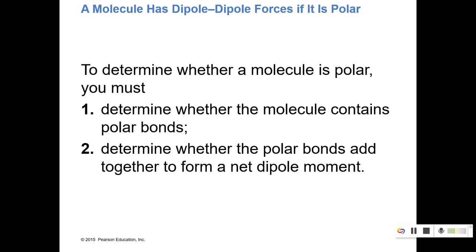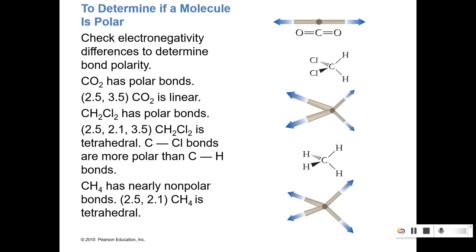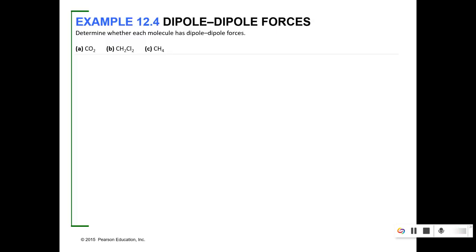Okay, so to determine if it has dipole-dipole forces, you need to determine if it's polar. If it's polar, it has dipole-dipole forces. If it is not polar, it only has LDF. Use your polarity rules from before: lone pairs on the center is polar, or different outside atoms. To determine if it's polar or not, you have to draw them. So A is carbon dioxide. It looks like this. There are no lone pairs on the center, so this is nonpolar.